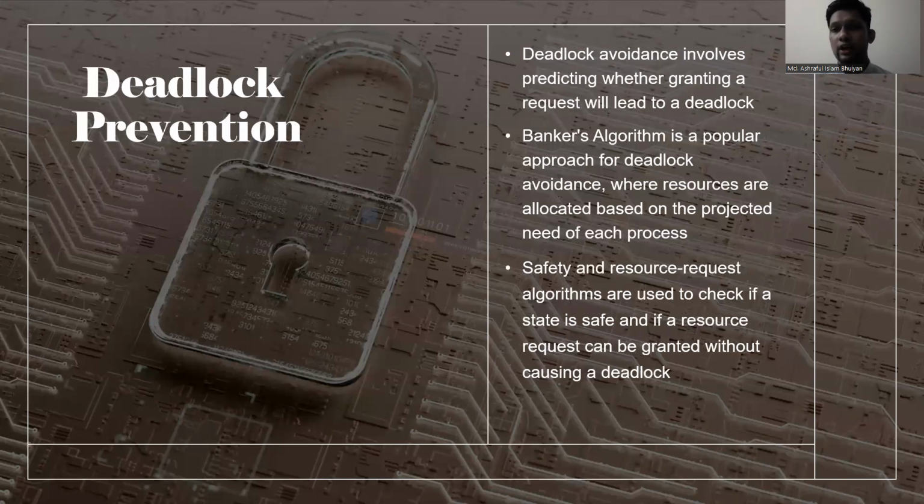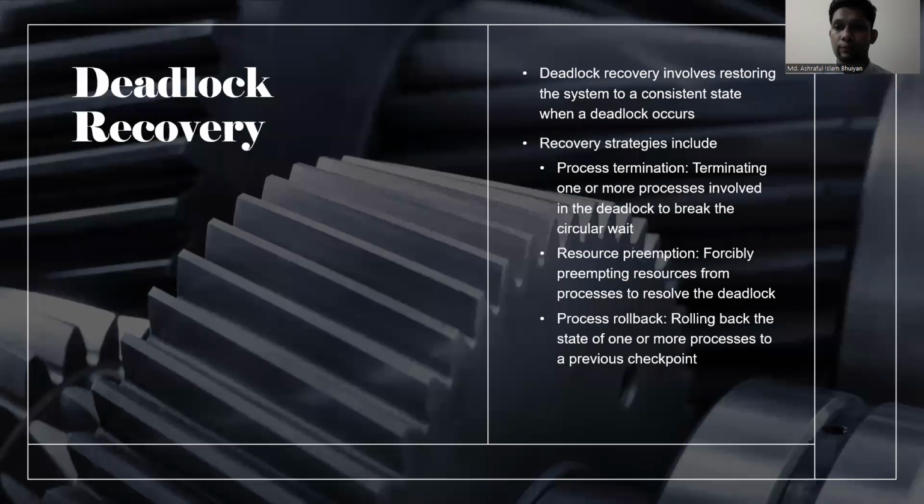And then, deadlock avoidance is another approach. Deadlock avoidance involves predicting whether granting a request will lead to a deadlock. Banker's algorithm is a popular approach for deadlock avoidance, where resources are allocated based on the projected need of each process. Safety and resource request algorithms are used to check if a state is safe and if a resource request can be granted without causing a deadlock.